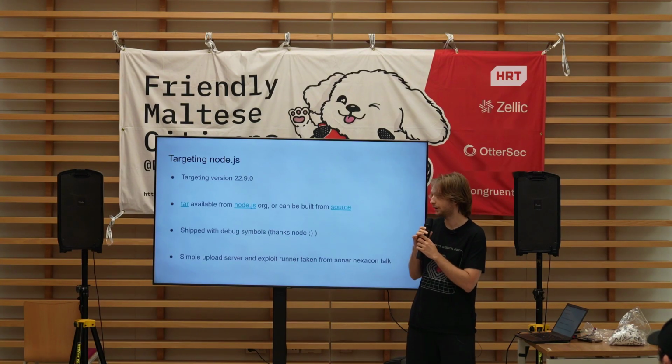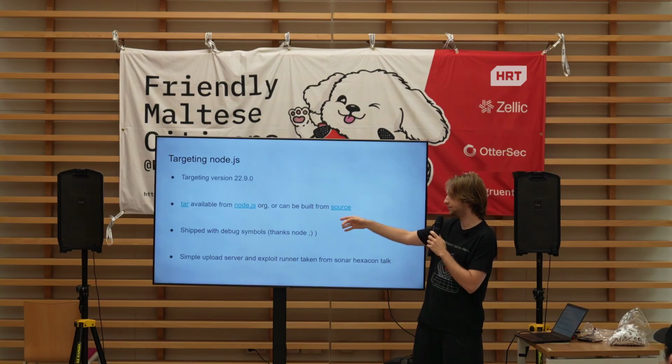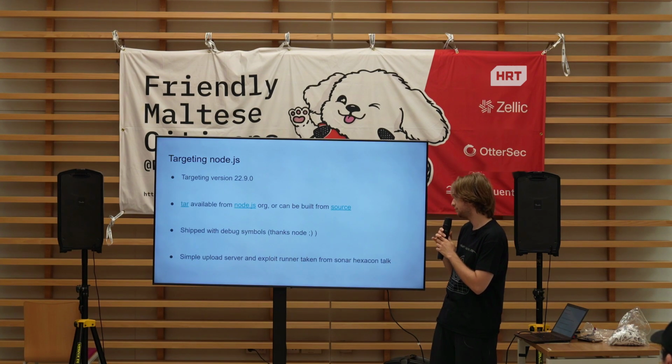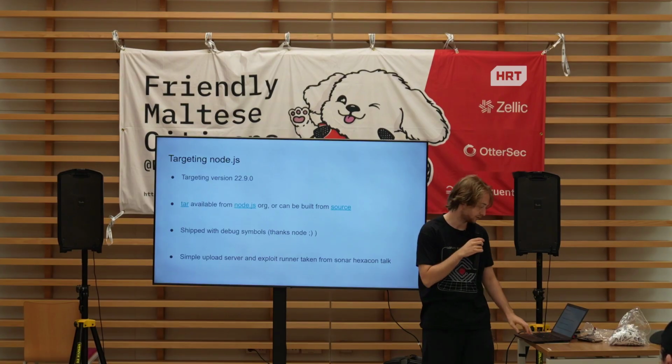Lastly, before we go into actual exploit dev, the Node.js version that I was targeting was version 22.9. You can find either a tar available from Node.js, or you can just build it from source. Either way, you can get it easily with debug symbols, which helps with debugging. And we're just going to use a simple upload server and exploit runner taken from the Sonar Hexacon talk.